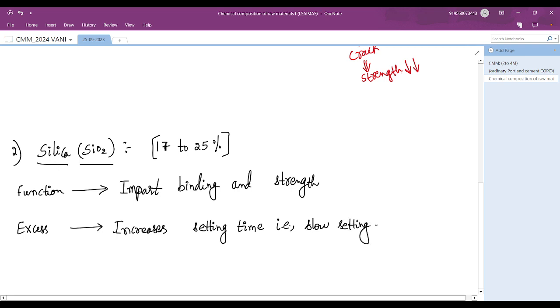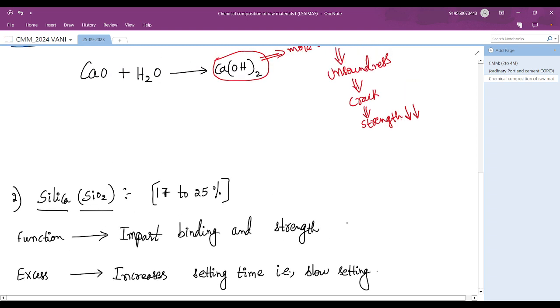That is slow setting. What setting time is, I'll explain in detail in the latter part of this cement discussion. Basically, there are two types of settings: one is initial setting time and another is final setting time. Everything is going to be dealt with in detail. But as of now, please try to understand briefly what is meant by setting.